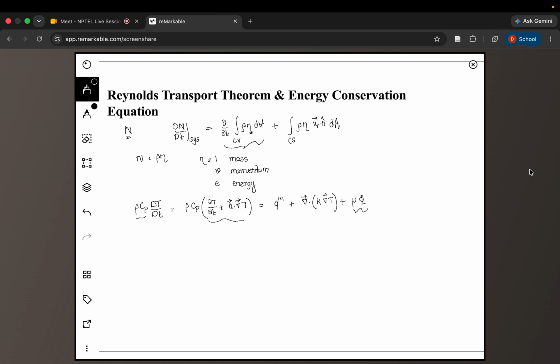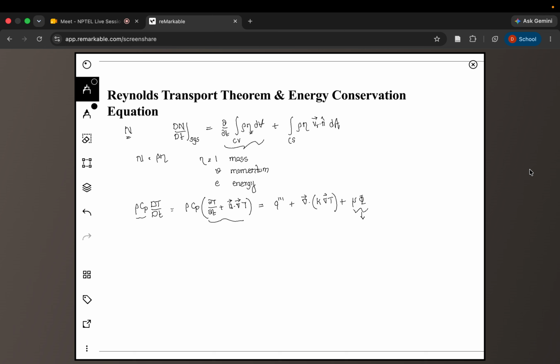This is the viscous dissipation term. This additional term comes in because whenever there are velocity gradients, a shear stress arises. Because of that friction, some of the energy will be converted into heat. And this heat should also be added as a source term to our energy equation.